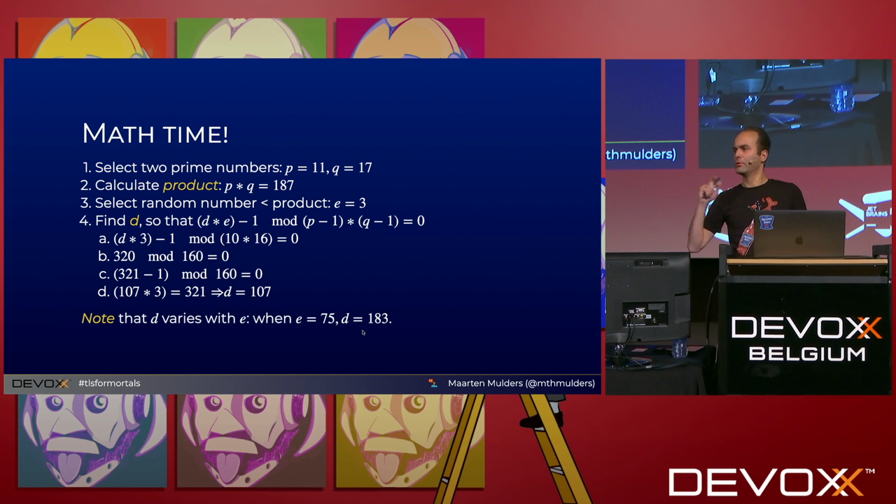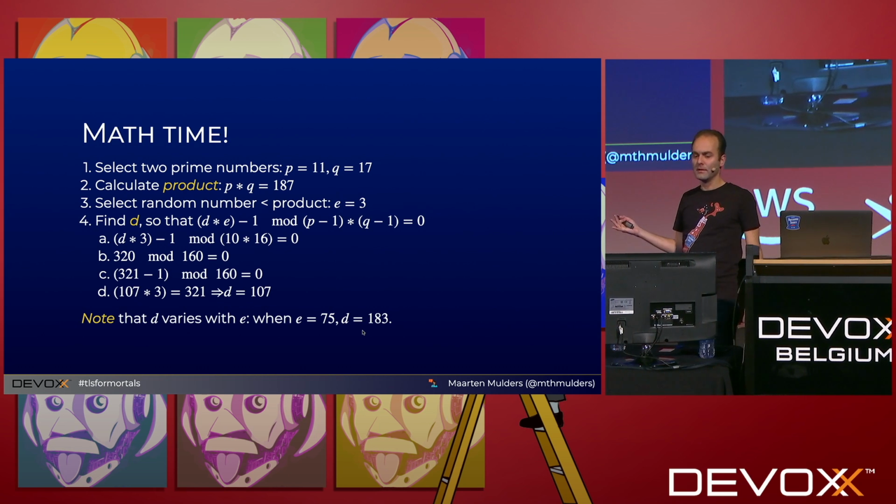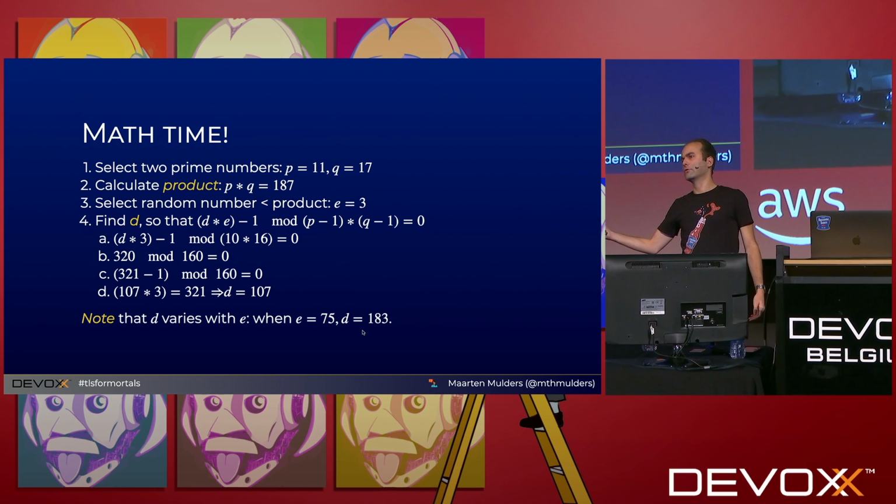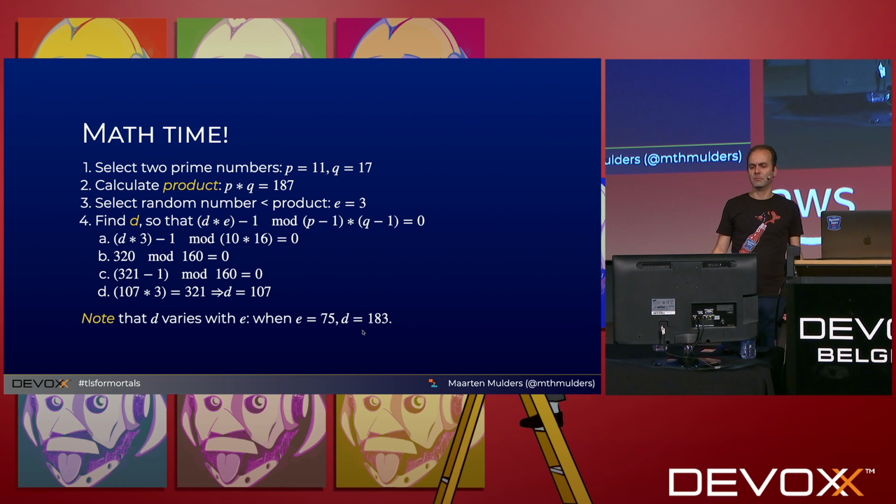Now, what is important to note is that if I would have selected another random number, and it's a random number so I can select anything, we will have another outcome for this equation. For example, when E equals 75, D would be 183. This is all good. This isn't too much mathematics.